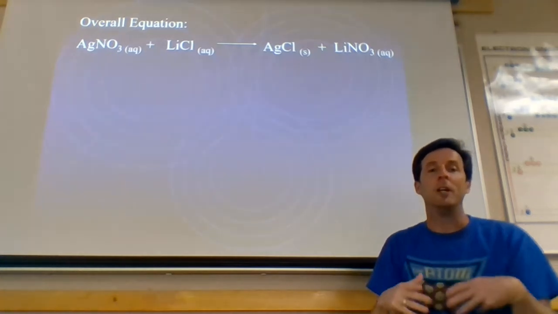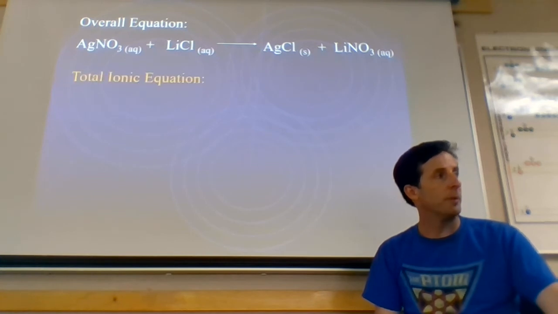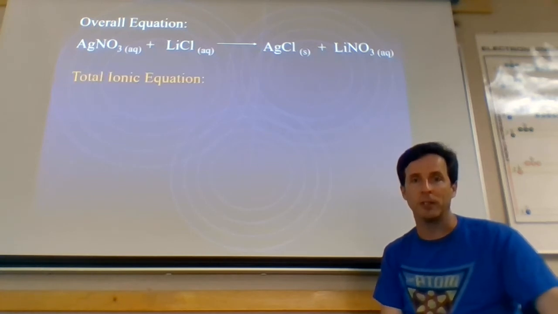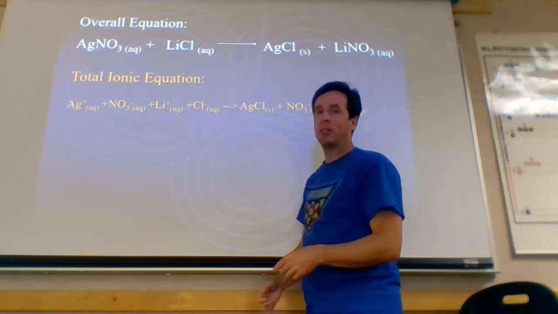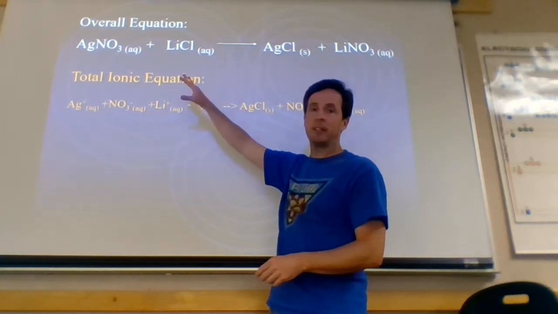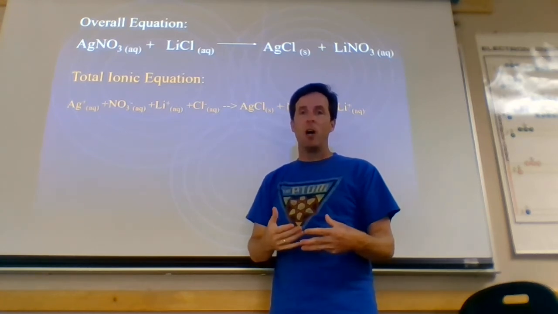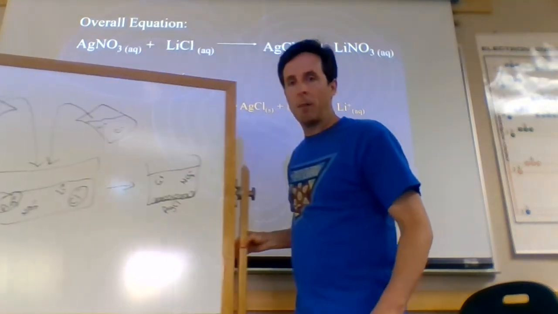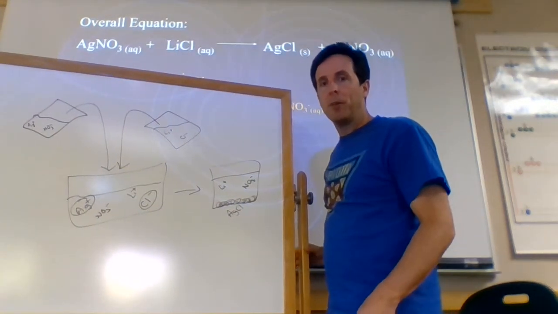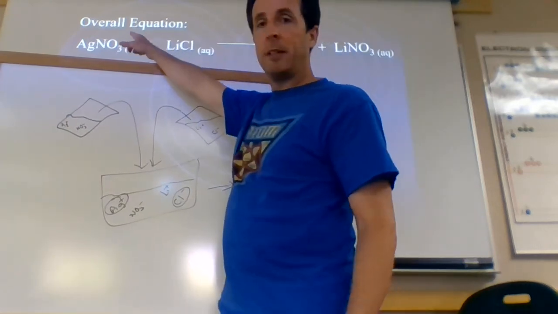But in order to get a better view of what's going on, we also want to be able to write what's called the total ionic equation. Now, for the total ionic equation, I'm going to basically break down each of these things to be a more realistic representation of the pictures I drew on my board. So I'm going to start out and say the silver nitrate.